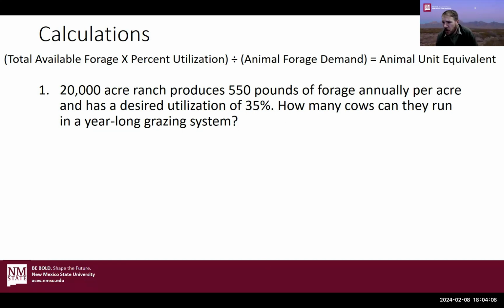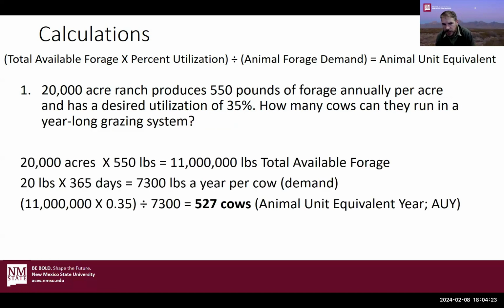All right, if you want, you can throw some guesses in the chat and see if you got it right. But we're going to move on. Keep that in mind for some of these other calculations as we go on. Let's just look at the end number right now. We've got 527 cows or animal units.